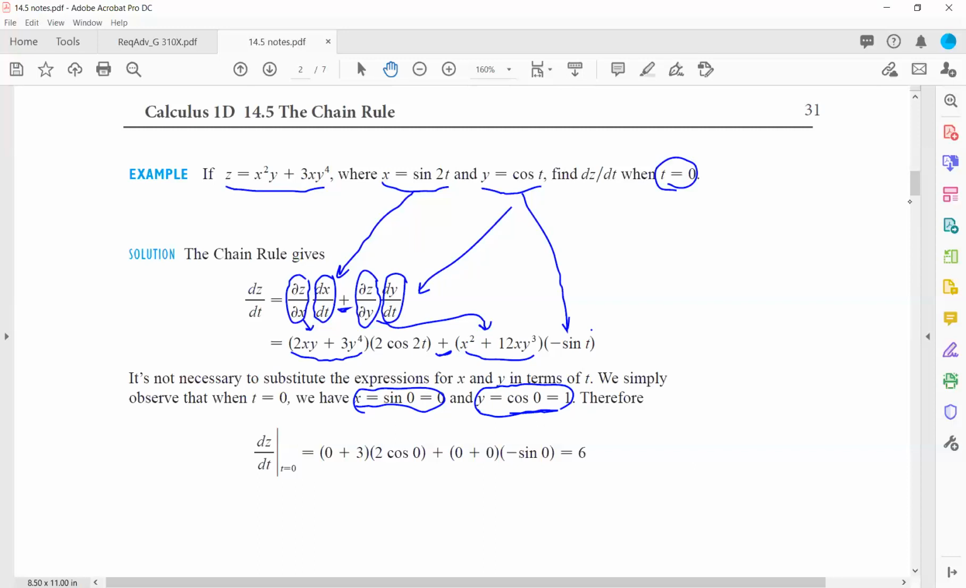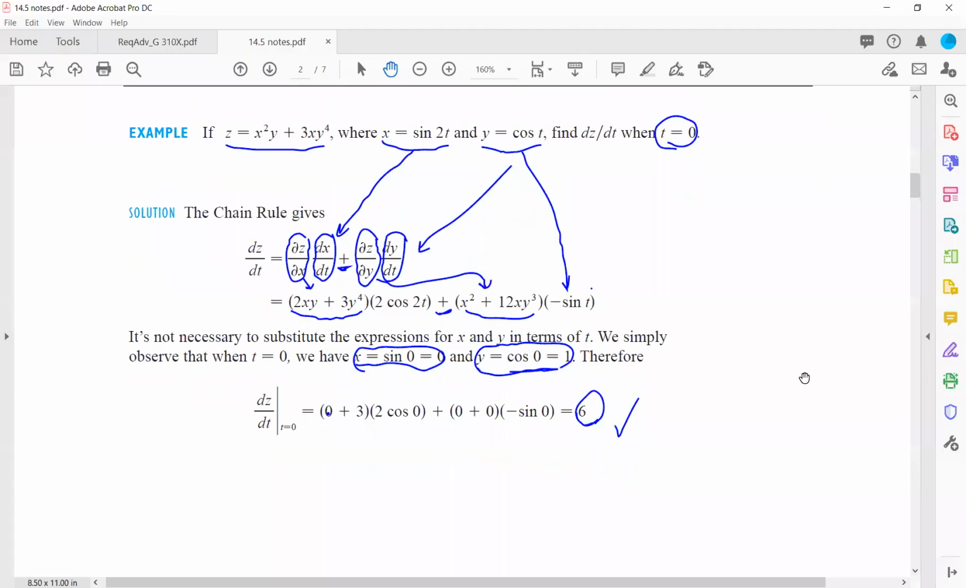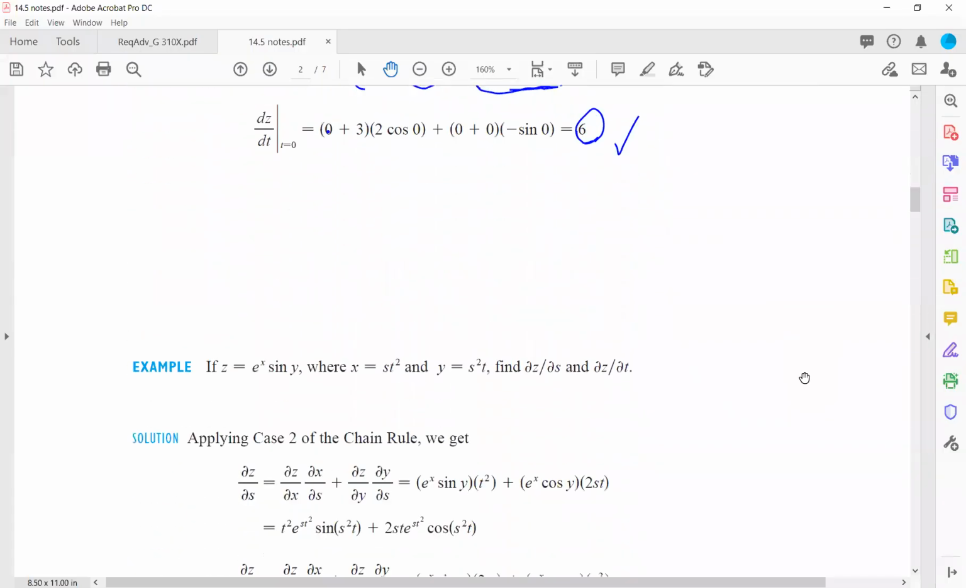Perfect. So 2 times 0 times 1, which is 0, plus 3 times 1 to the 4th, 3, times 2 times cosine of 0, which is 1. The outcome is 3 times 2, which is 6. Very well. Next example.